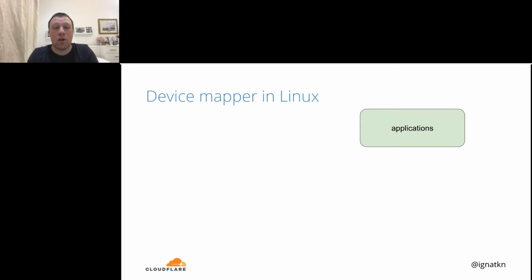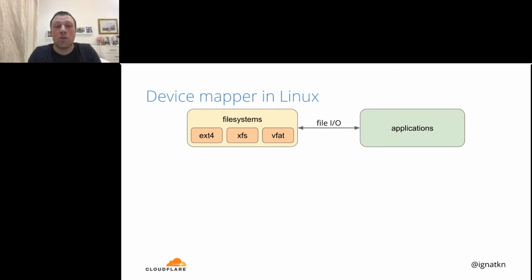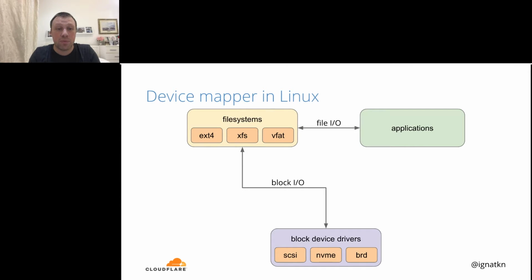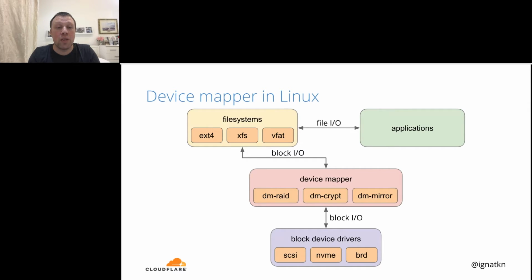So let's say we have our application and services which read or write files from the file system, so they communicate with the file systems. And by default, the file system just communicates with block device drivers. They convert file I/O to block I/O and just send the blocks to block device drivers to be stored on real hardware. So device mapper allows modules to be inserted in between file systems and block device drivers, and depending on which module it is or in the implementation, we can provide additional functionality. So for example, there is a dm-raid module which is useful for implementing software RAID arrays.